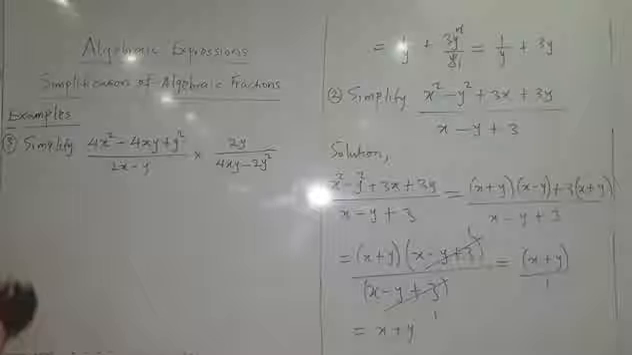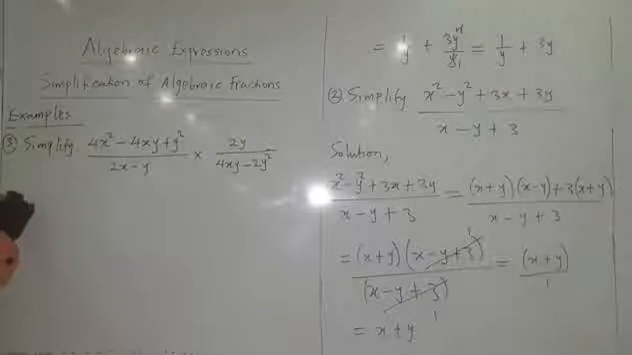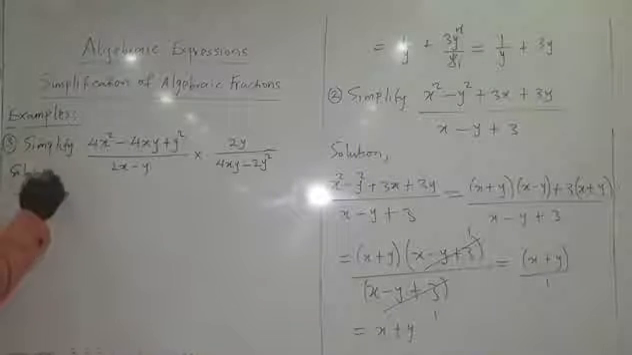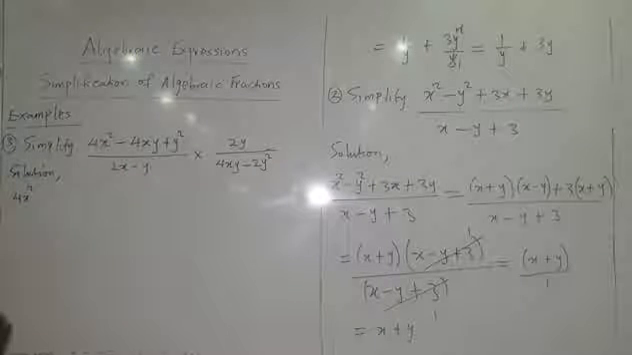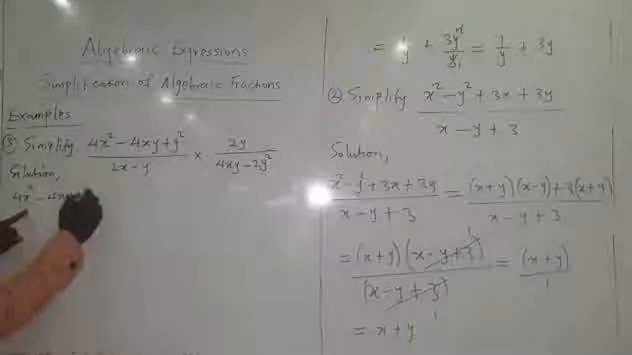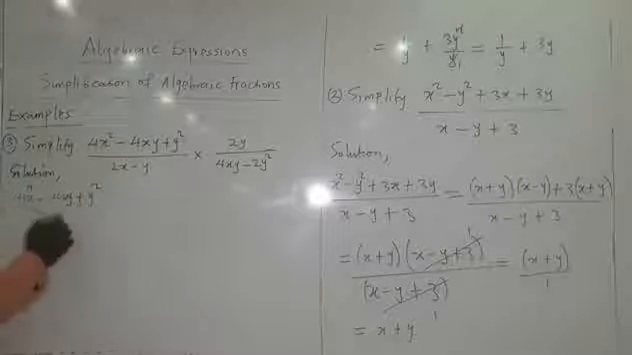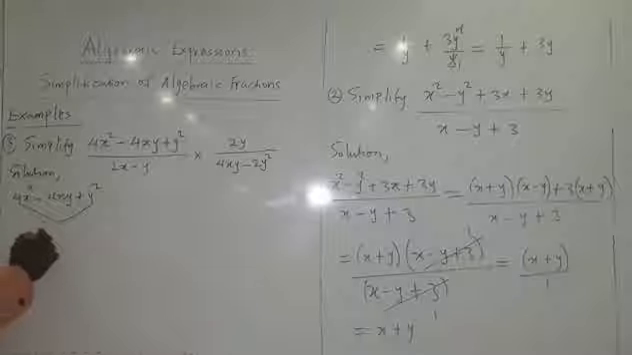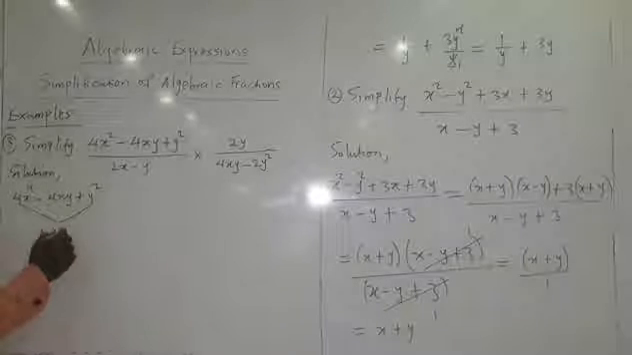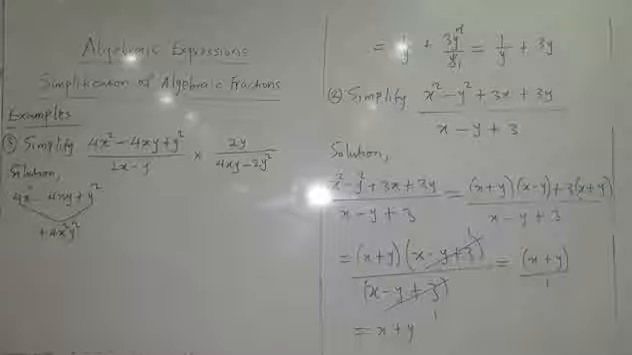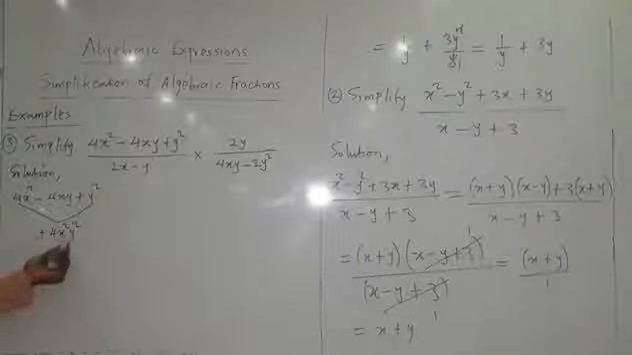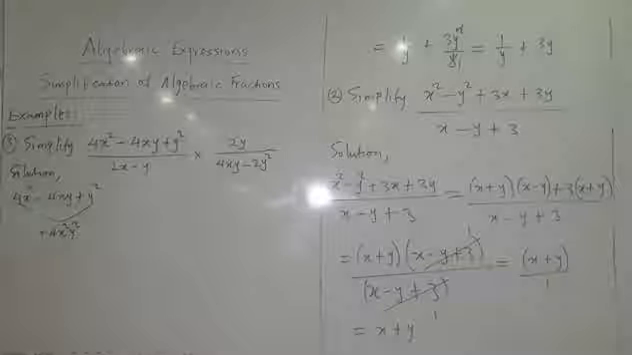Let me factorize this out. Let me write the solution. Let me factorize 4x squared minus 4xy plus y squared first. So we have 4x squared minus 4xy plus y squared. To factorize this, we multiply this by this, and that gives plus 4x squared y squared. So we now look for two factors of 4x squared y squared that will add up to 4xy. So let's look for the factors.